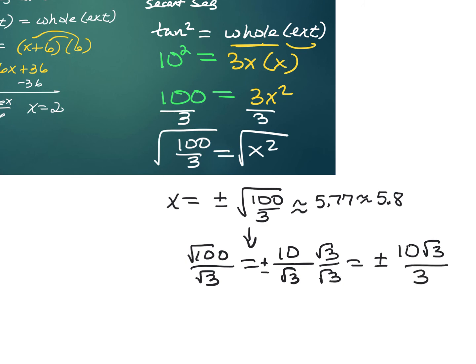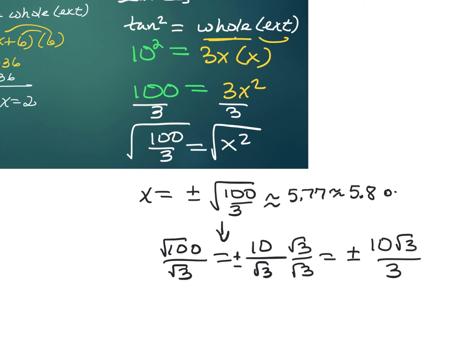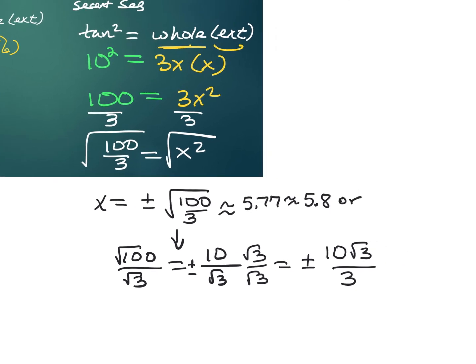Again, I will not keep the negative because I don't want a negative secant. So the only answer here would either be the 5.8 or 10 square root 3 over 3. So you would have to read the instructions. If it says to leave it in simplest radical form, then it's the 10 square root 3 over 3. If it says to round to a specific place, like the tenths place, then the answer would be 5.8.